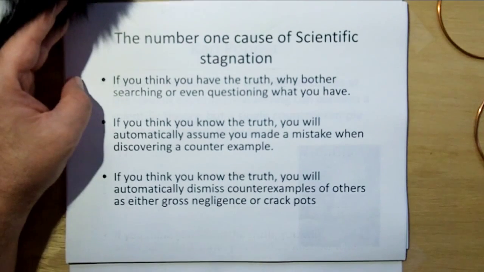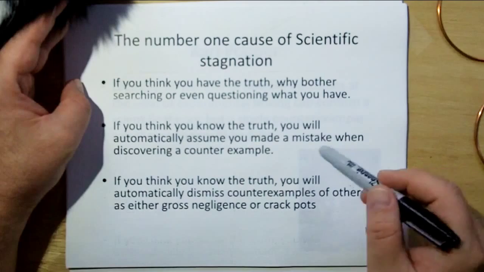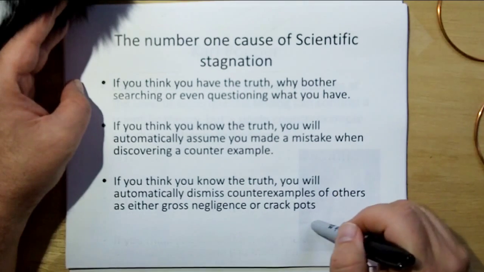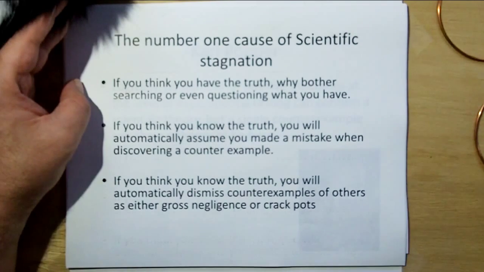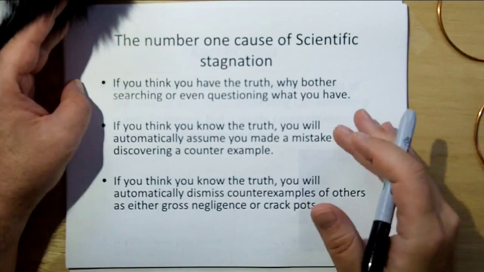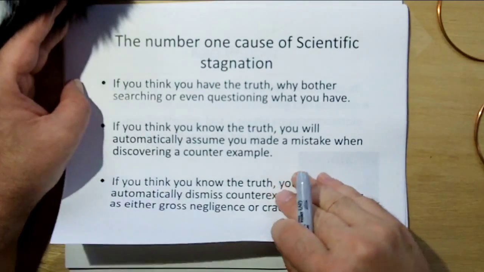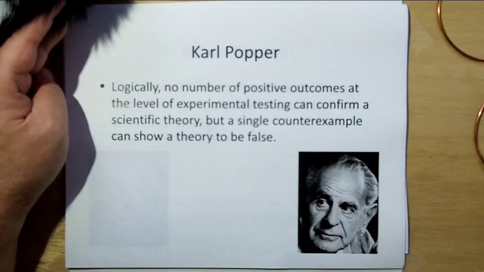And if you think you know the truth, you'll automatically dismiss counterexamples of others as either gross negligence or crackpots. So if you're the person who found the counterexample and you try to publish it, the other people out there are going to assume you're a crackpot and probably reduce your funding and fire you. So the problem is just assuming we know the truth has detrimental aspects to science. It actually causes stagnation. So let's get back to correct answers.